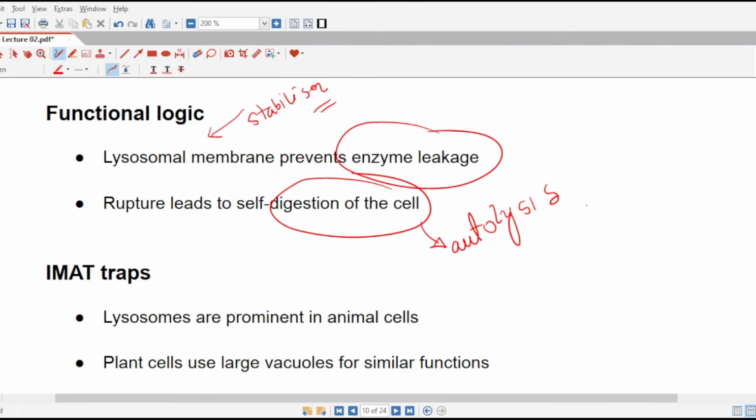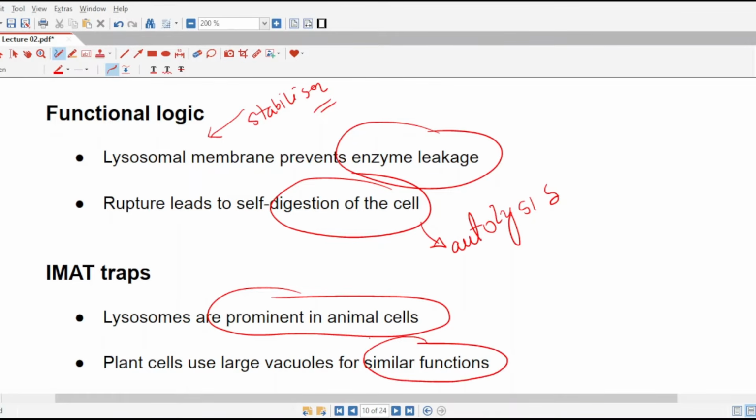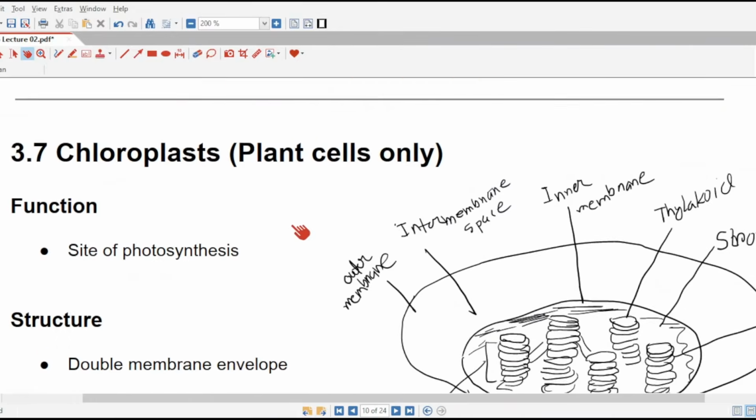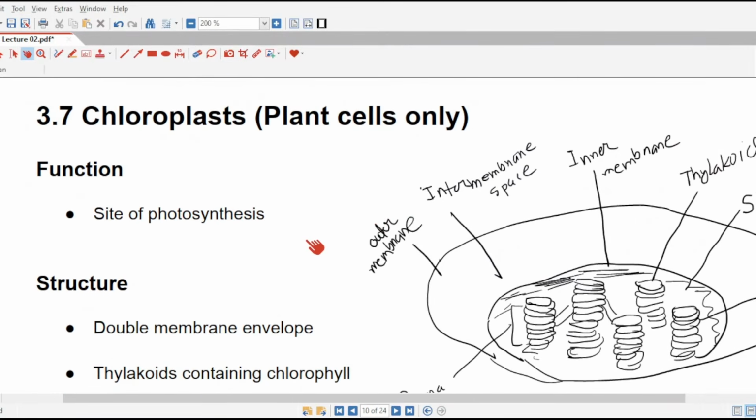What are the IMAT traps? Lysosomes are prominent in animal cells. Plant cells don't have lysosomes that much. Plant cells use large vacuoles for similar functions. Very important to understand. Chloroplasts. Chloroplasts' function is photosynthesis. That means chloroplast will use the light energy, and with the help of light energy, it will convert the carbon dioxide into glucose or carbohydrates, and it will be stored as starch in plant cells.